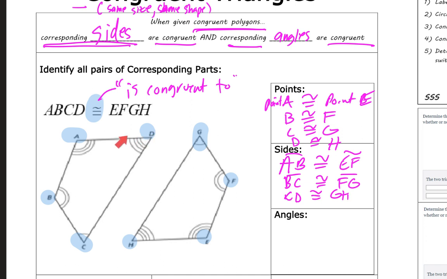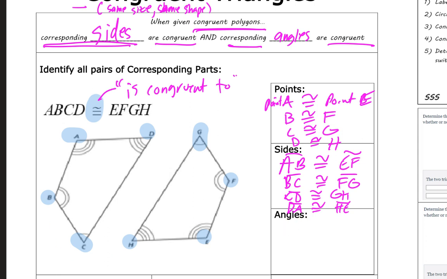And then this last one, DA, is going to be congruent with HE. DA is congruent with HE. Okay, so what we have to remember is that they go in the same order. So we can just look over here and know which ones are congruent by seeing which one matches up, or we can also follow it on the diagram.